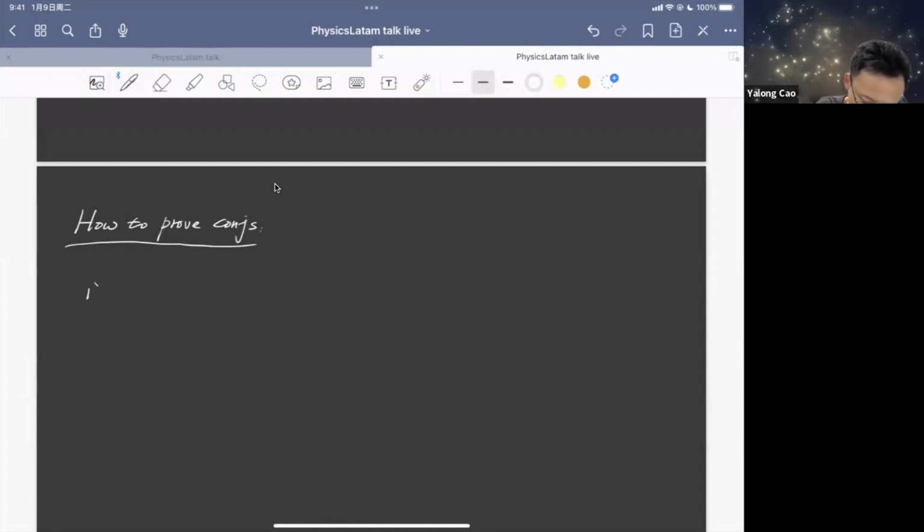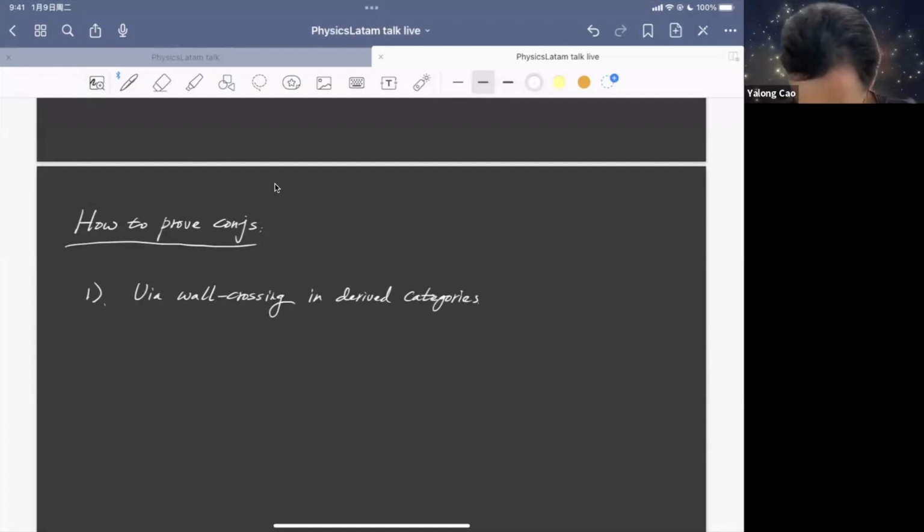So there are several ways to try to prove this conjecture. The first is via wall crossing in the derived category. It's a bit difficult to say, maybe because the audience is not so familiar with derived categories. So let me try to present it in some understandable way.